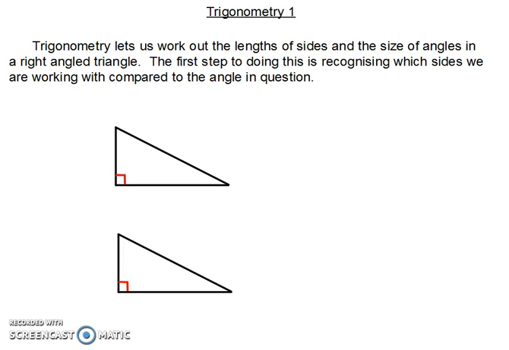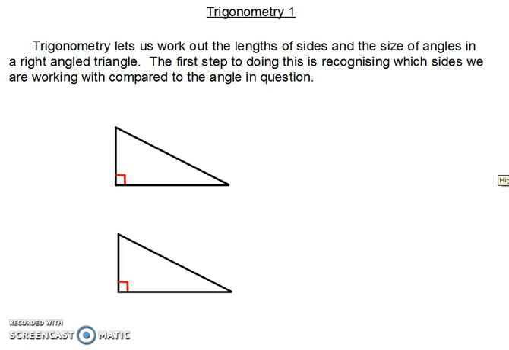Now then, trigonometry lets us work out the lengths of sides and the size of angles in a right angled triangle. Because all of them are in proportion, if you hold the angle the same, we're allowed to do this using the trigonometrical formula. Now it's quite a large process. The first step to doing this is recognising which sides we have and which sides we are working with compared to the angle in question.